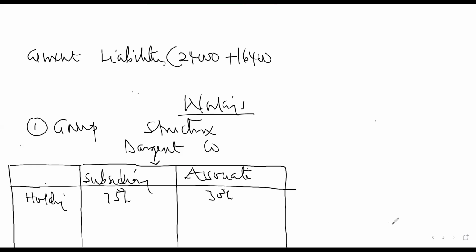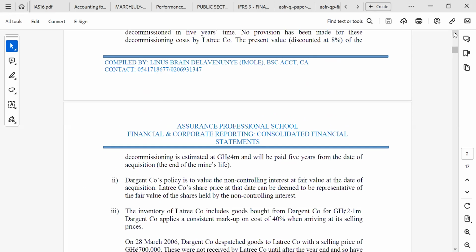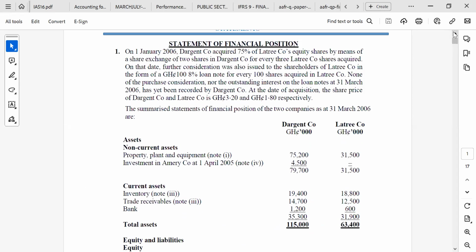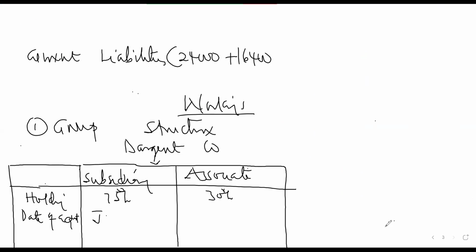So let's come to the date of acquisition. The date of acquisition is very important. Let's go and see when the investment in the subsidiary was acquired. What is the date? 1st January 2006. So January 1, 2006. What about the associate?